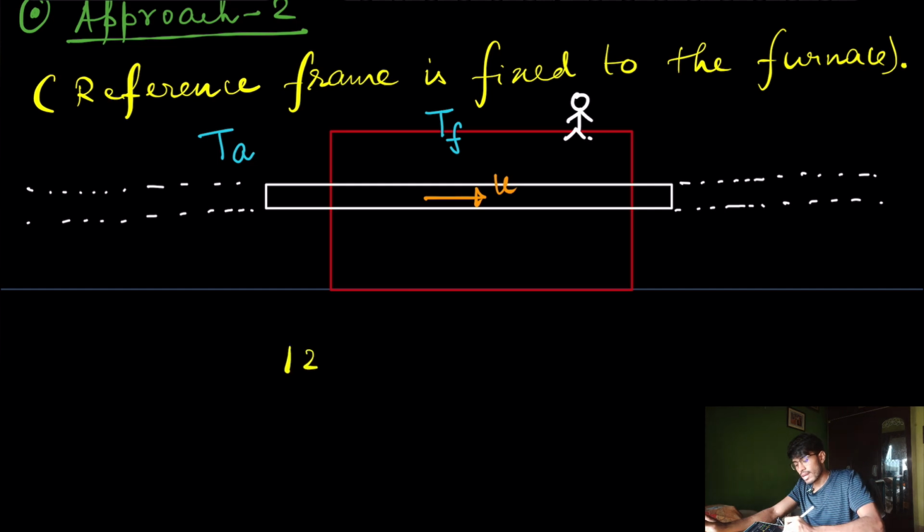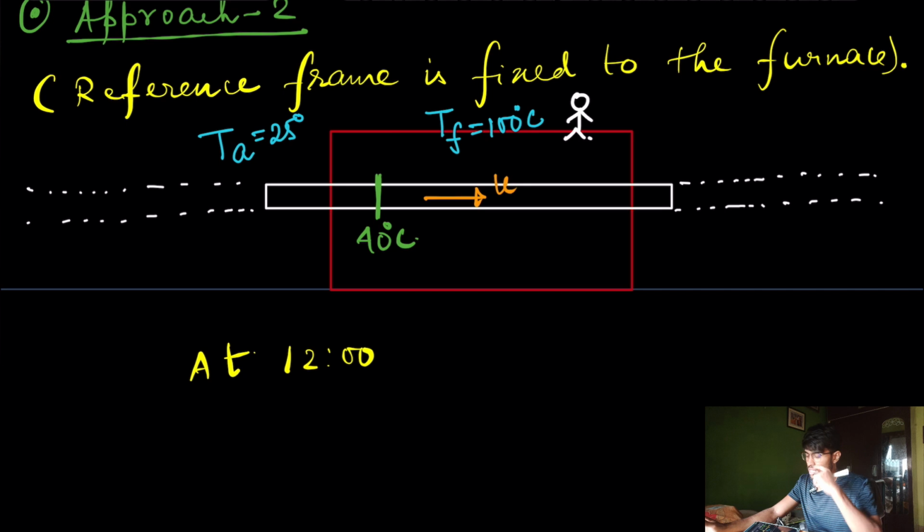Okay, so at 12 o'clock you are seeing that the temperature at this position is 40 degrees Celsius. So T ambient was 25 degrees Celsius, T furnace was 100 degrees Celsius. So 40 degrees Celsius is the temperature at a particular distance, maybe x.